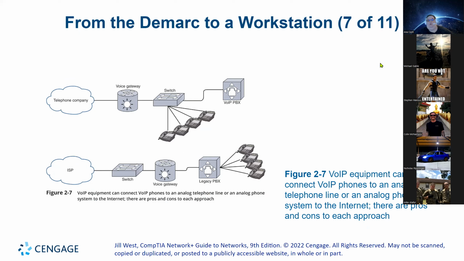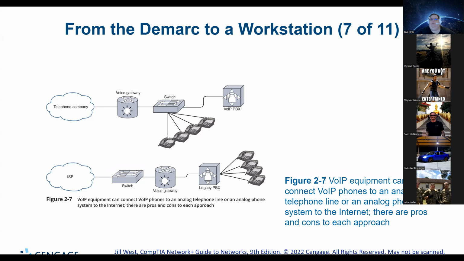So VoIP equipment can connect through VoIP phones to an analog telephone line or an analog phone to the internet. There's pros and cons to each. Usually, from what I've seen, it depends a lot on cost and what is already within the buildings themselves. So if it costs a lot to repull cabling and things like that, then sometimes you'll get the ones where they have kind of the combination of the analog and digital.